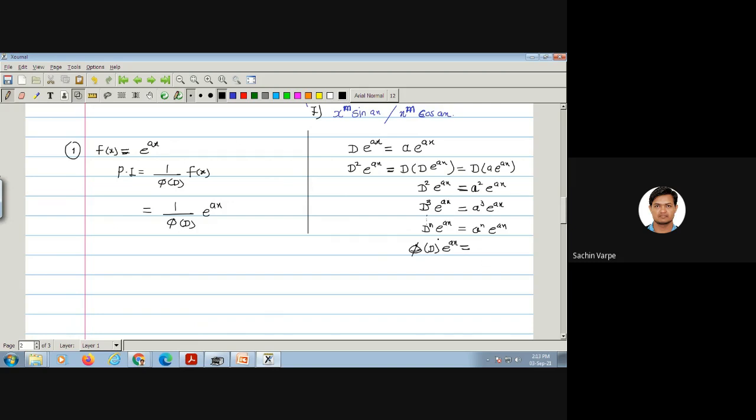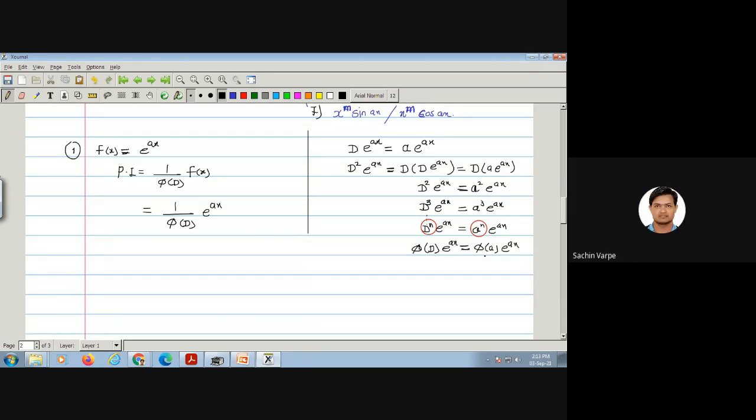This is a function of D: D raised to n, D cube, D square. Whatever the function of D is, when I operate it onto e raised to ax, what I'll be getting here will be a function of a, right?